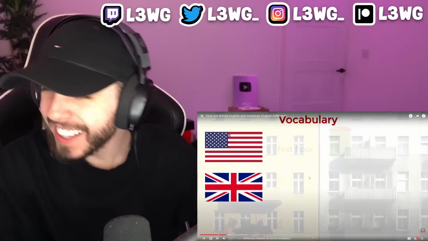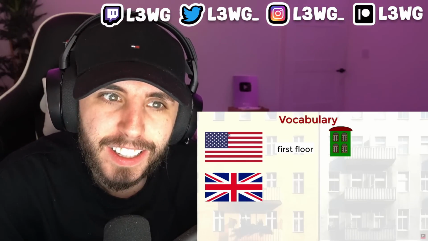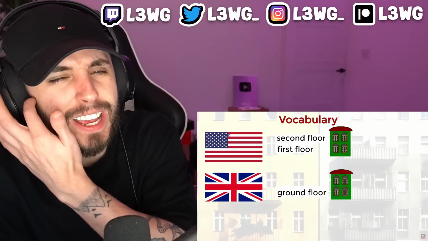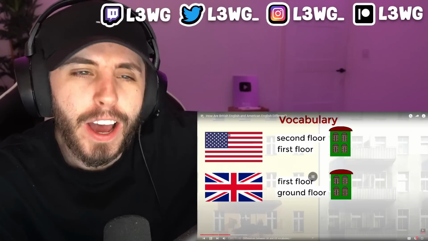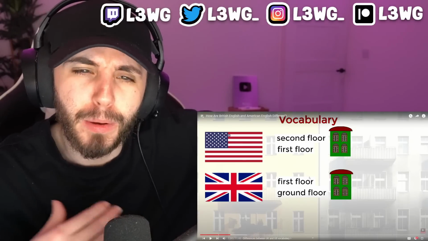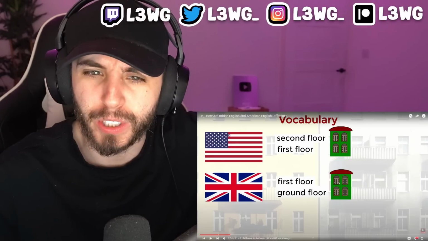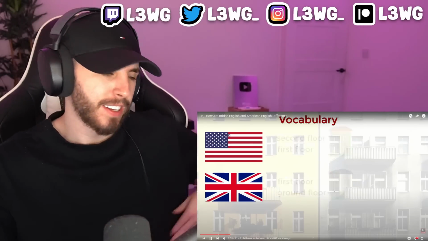In the US, if your apartment is at street level, then you live on the first floor, and the person above you lives on the second floor. In the UK, you live on the ground floor, and the person above you lives on the first floor. That is true, but I personally say first and second. It would be weird if someone was on the second floor, like this floor here, and I was like, they're on the first floor. But we do say that in the UK.